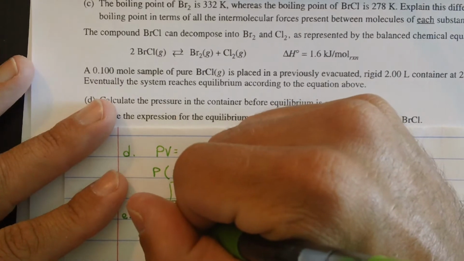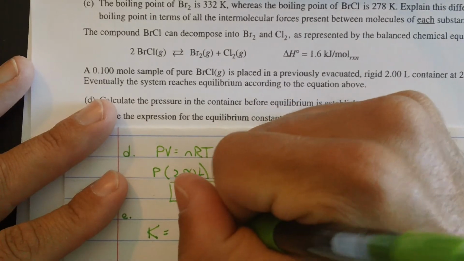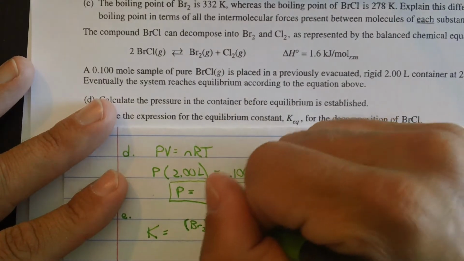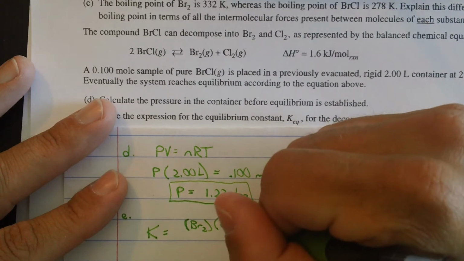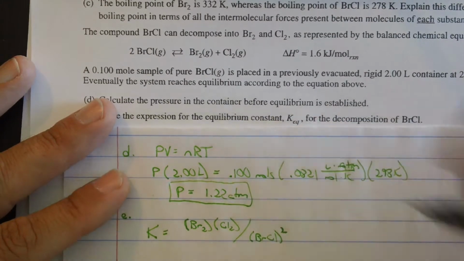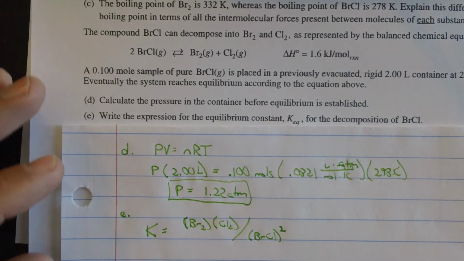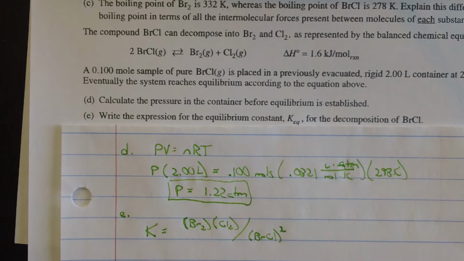So this is going to be bromine. Make sure you put parentheses around these. Bromine times the chlorine pressure, all divided by the BrCl squared. Don't forget to square it. Products over reactants. That should be it on 2E. We get a point, free point.